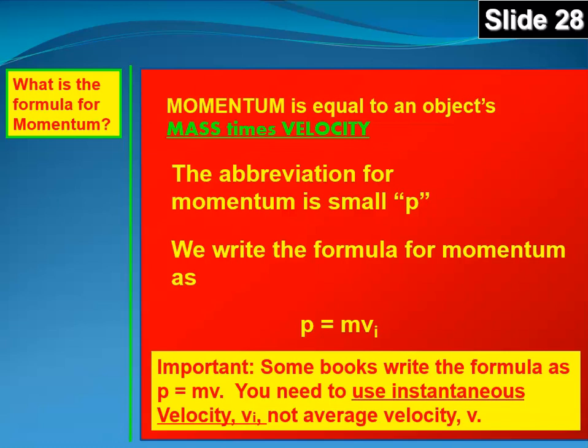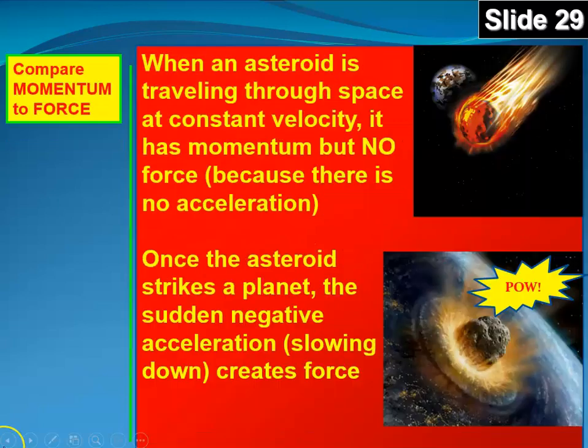The abbreviation for momentum is a small p, because it probably ran out of other letters. M is used for other things. So we write the formula for momentum as P equals mvi, mass times instantaneous velocity. Some books write the formula as P equals mv, but you need to use instantaneous velocity, vi, not average velocity of v.